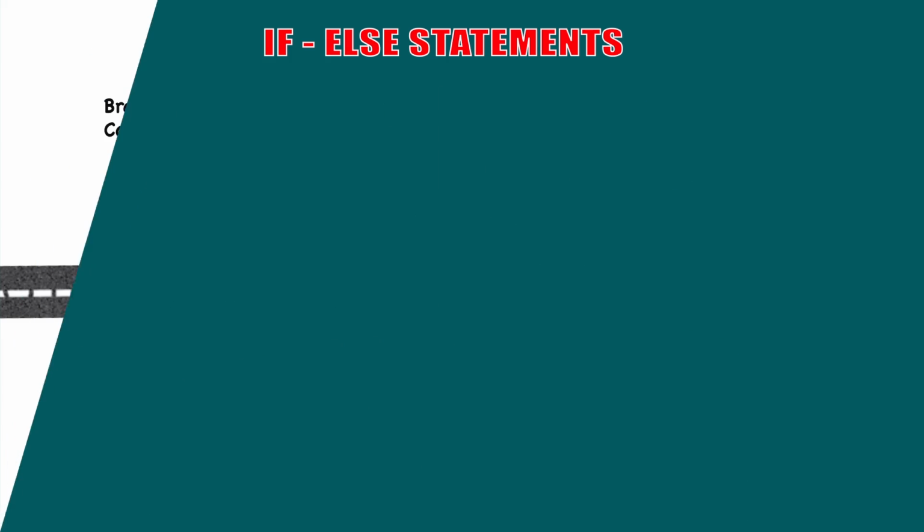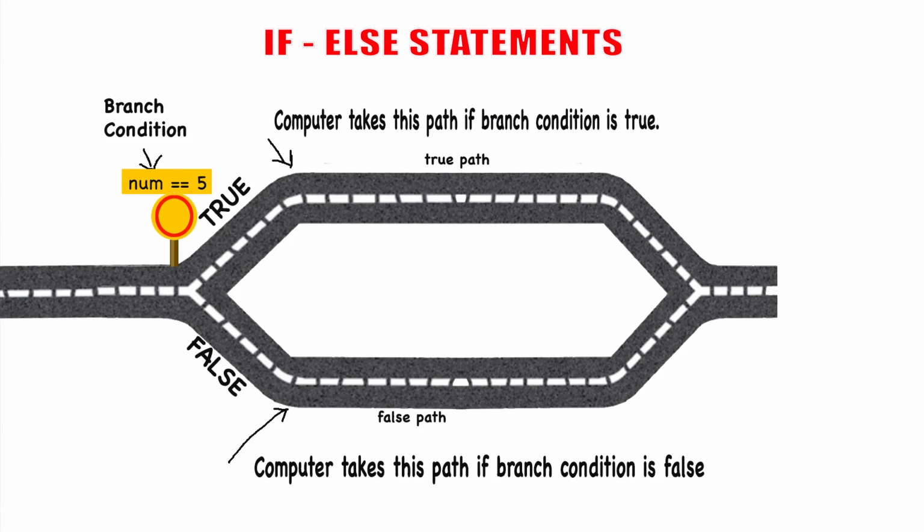Program makes a decision based on branch condition. Here the condition is, if the number is equal to 5. A branch condition has the value true or false. If the branch condition is true, it runs the code on the true branch. And if the branch condition is false, it runs the code on the false branch.